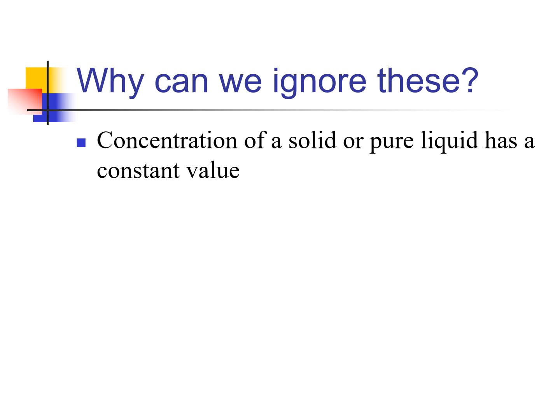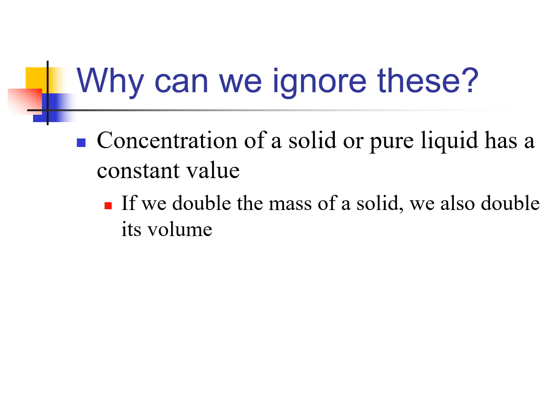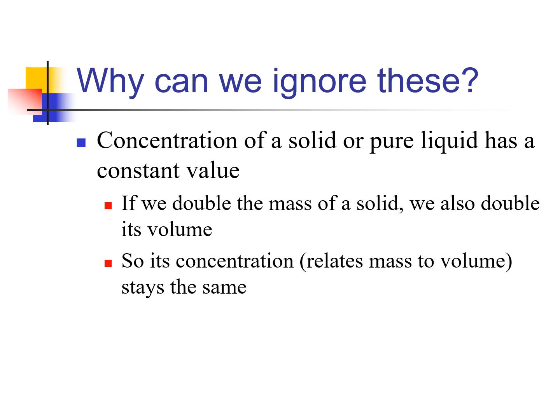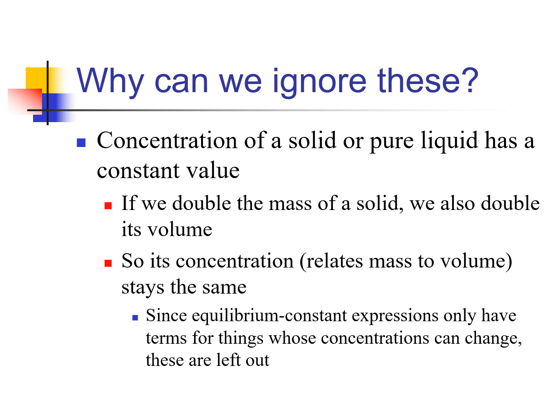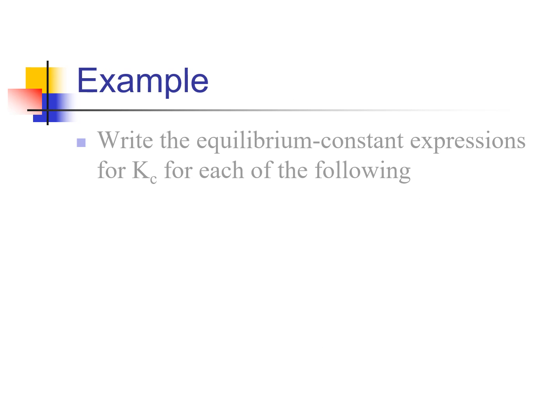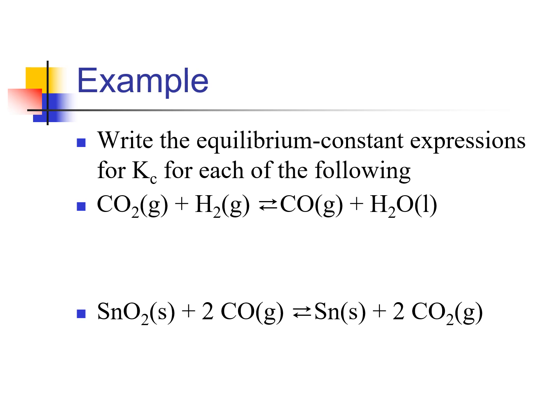Now again, why can we ignore these? Technically, the concentration of a solid or pure liquid has a constant value. So if we double the mass of the solid, we double its volume. So its concentration stays the same. And we're all about change. Equilibrium constant expressions only have terms for things whose concentrations change. The others are left out. So as an example, we're going to write the equilibrium constant expressions for each of the following.